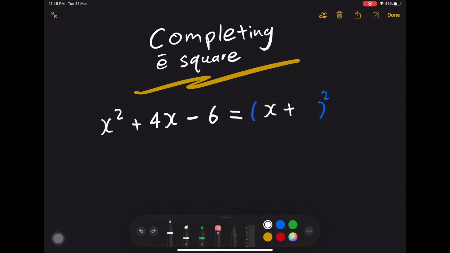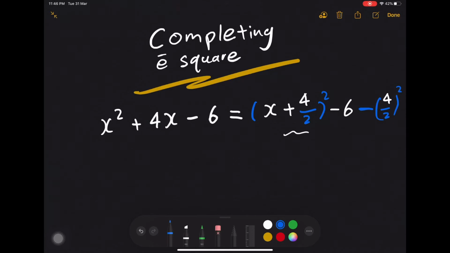The next thing to do is to take this number, and it's always over 2. No matter what, it's always over 2. Just remember to divide by 2. And the next thing is to copy and paste the one at the back, minus 6. If it's a plus 6, it will be plus 6. That's not all. We need to minus, and it's always a minus, and you have a bracket square. What you put inside is this one here, so I have 4 over 2. And there you go, that's completing the square.